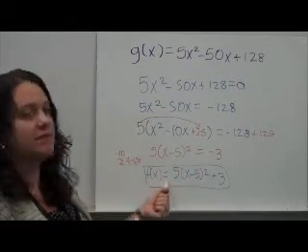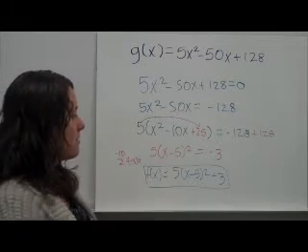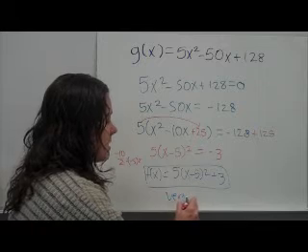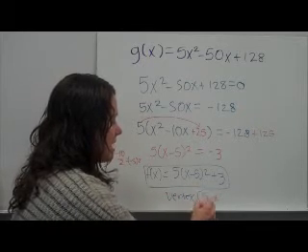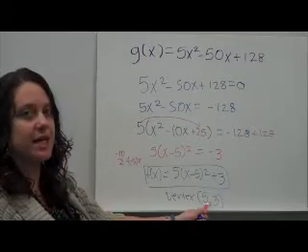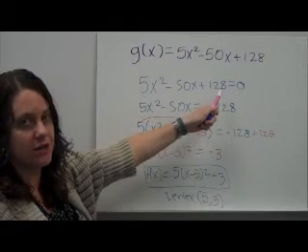Okay, so again, the 5 just tells me that it's positive and it's a stretch of 5, but my vertex is still (h, k), so it's the opposite of the h term, and then the k term. So I have a vertex of (5, 3). I can tell from up here that I actually have a y-intercept of 128.